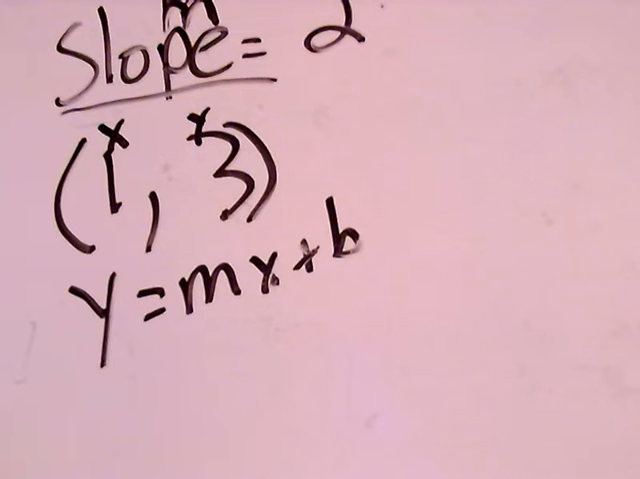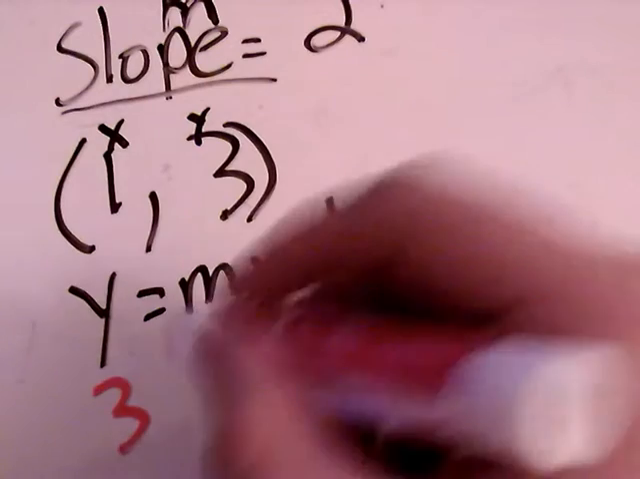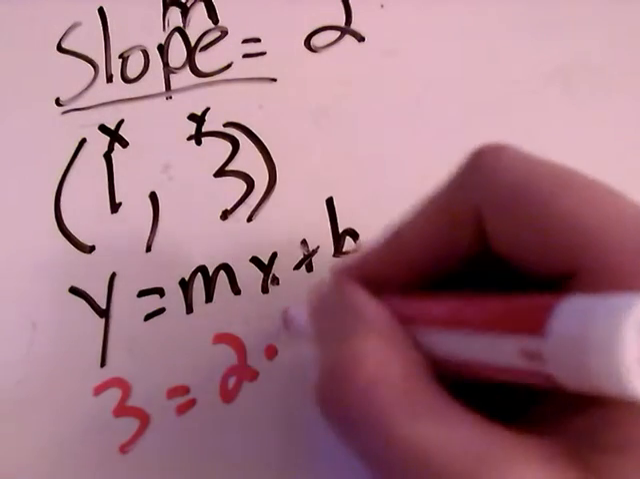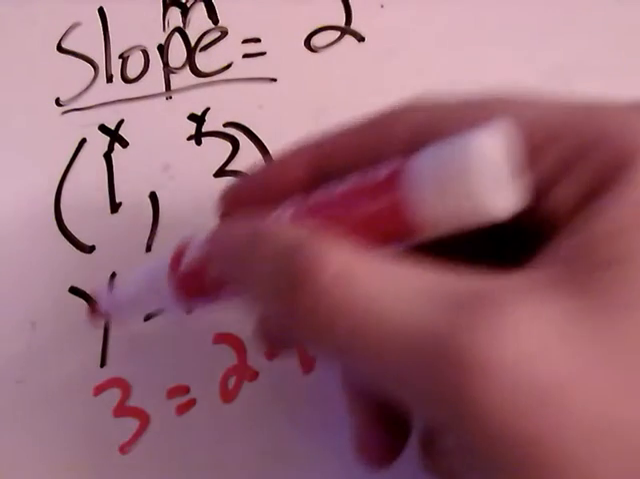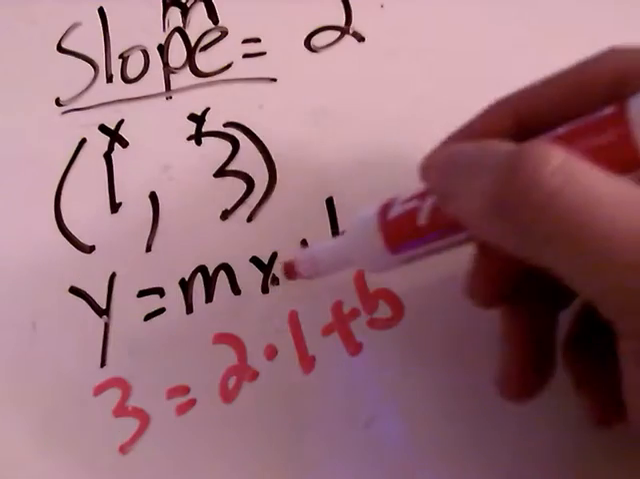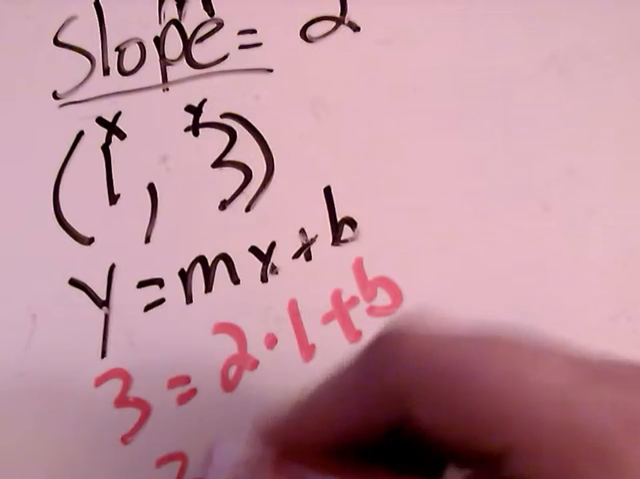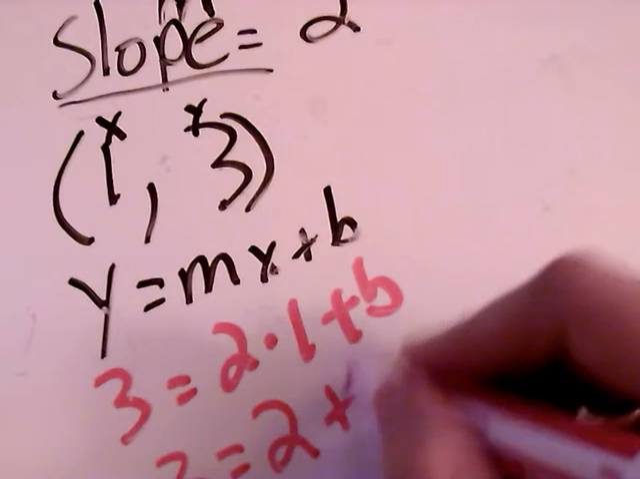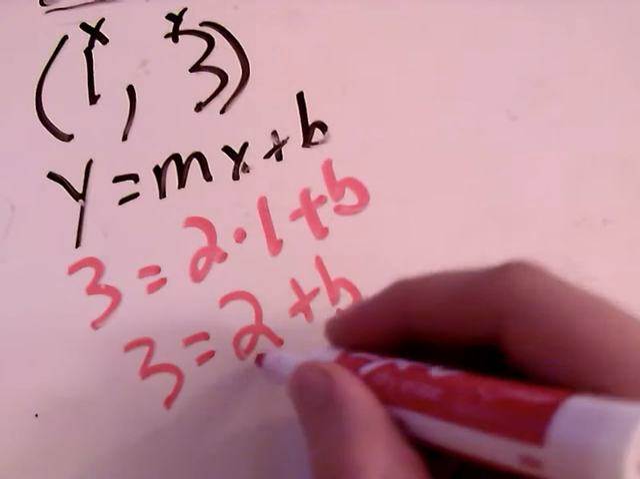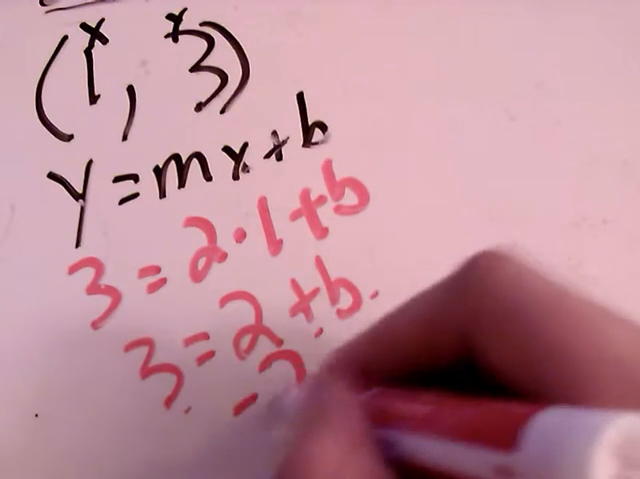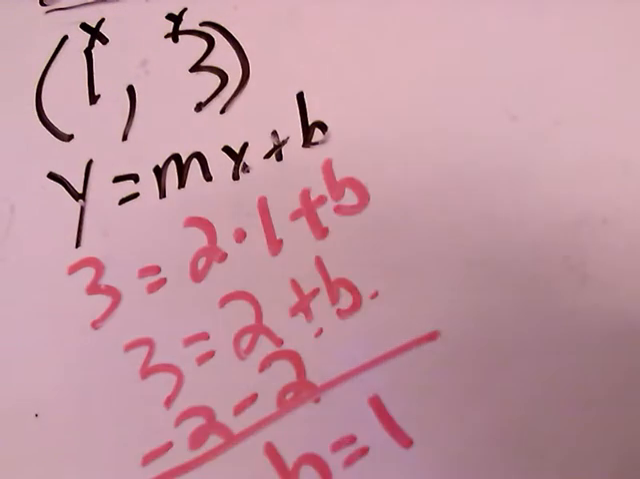So what we need to do is plug in everything we know. Let's see what we don't know. So plug in 3 equals 2 times 1 plus b. So plug in everything you know. Just line them up. 3, 2, and then 1, and then we don't know b. So then do some math. 2 times 1 is 2 plus b. Now, you have to think in your head, 2 plus what is 3? Or you can subtract 2 from both sides, and we get b equals 1.